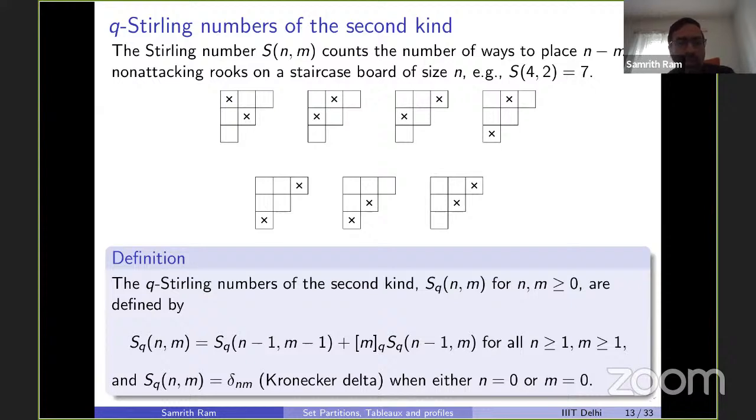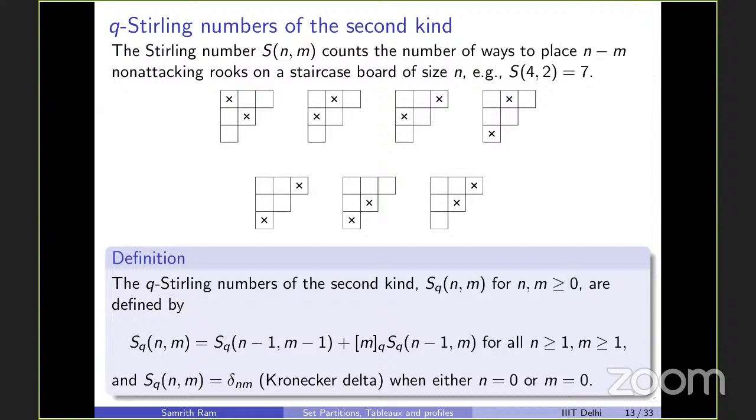A q-analog of these Stirling numbers can be defined. The Stirling numbers satisfy a recurrence, which is simply that S(n,m) is S(n-1,m-1) plus m times S(n-1,m). If one replaces the m by its q-analog, then one obtains the so-called q-Stirling numbers. They are defined by this recurrence with some initial values given by the canonical value.